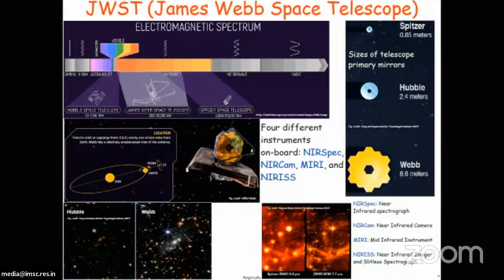So this is in the L2 point. This has 4 instruments: NIRSpec, near infrared spectrograph; NIRCam, near infrared camera; MIRI, mid infrared instrument; and NIRISS, near infrared imager and slitless spectrograph. Right? So all of them are in the infrared range. And here you can see the example of the same part of the sky observed by Hubble and Webb and Spitzer and JWST or Webb. So I'll use Webb and JWST interchangeably.